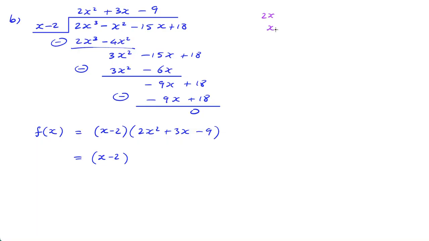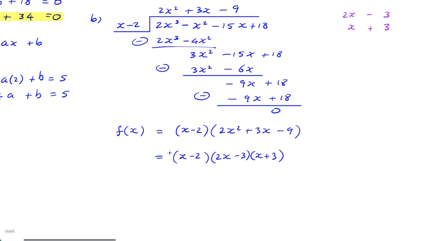Okay, 2x and x, 3 and 3, plus and minus. So I have 2x minus 3, and I have x plus 3. Okay, that is part B done.